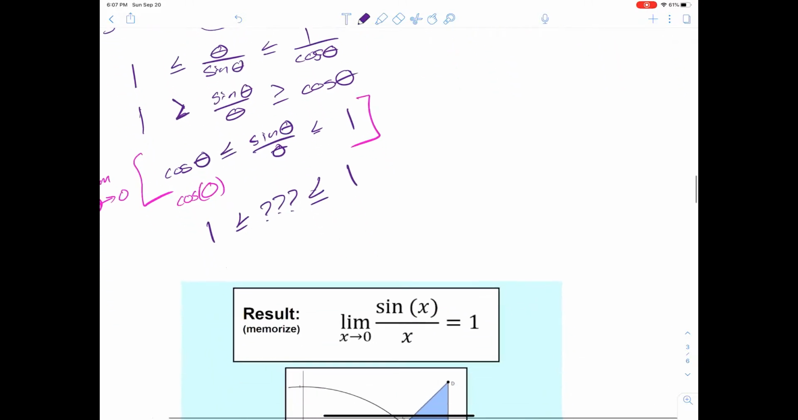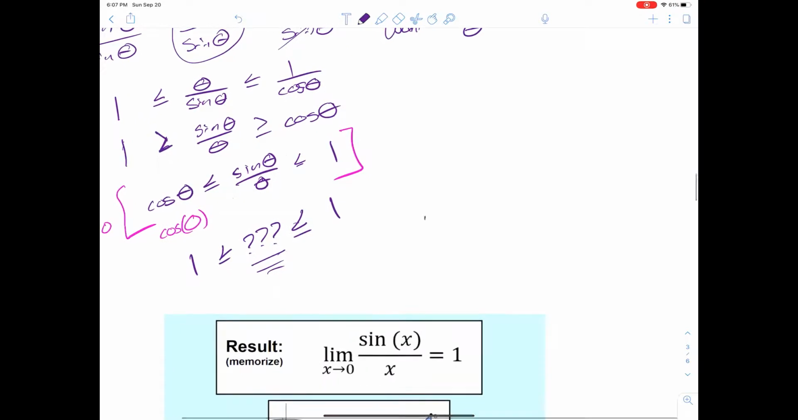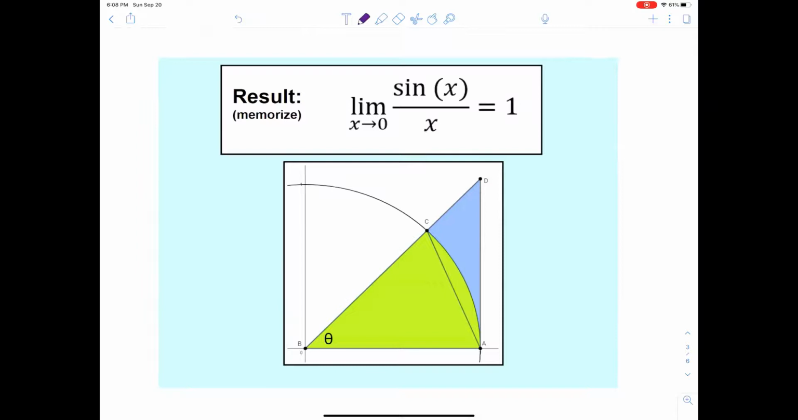Now, if I have an inequality where I've sandwiched two things between 1, well, what must the middle thing be? It must also then be 1, okay? So then my conclusion, therefore, the limit as theta approaches 0 of sine theta over theta is equal to 1. Just as our graph suggested, and just as our table suggested. They all work. Okay, well, now that we've actually proven it, now we know this, and just like I said before, this is something that we want to memorize.